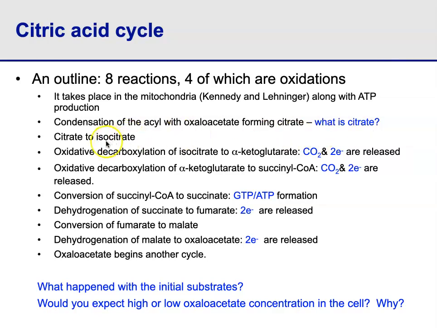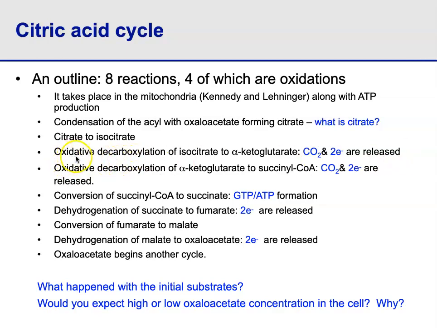All right, next reaction, citrate is converted to isocitrate, just an isomerization. Then oxidative decarboxylation of isocitrate to alpha-ketoglutarate. Carbon dioxide and a pair of electrons are released. So there are 8 reactions in this cycle. 4 of those reactions are oxidation. So it's literally a furnace in the molecular sense of the word, but this is the place where we are burning carbon to make electrons and carbon dioxide.